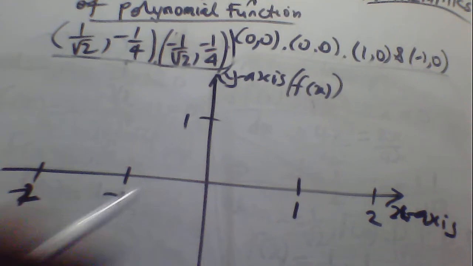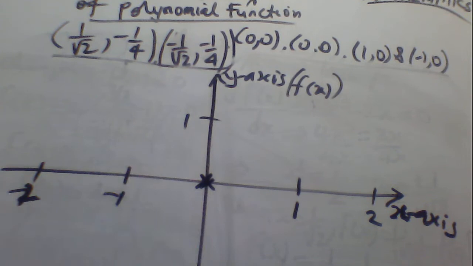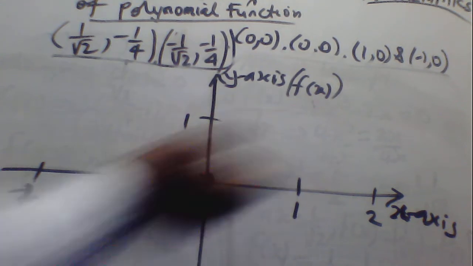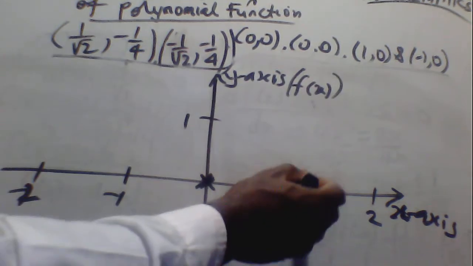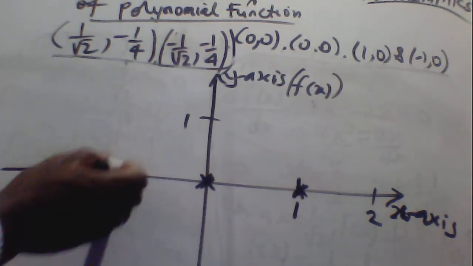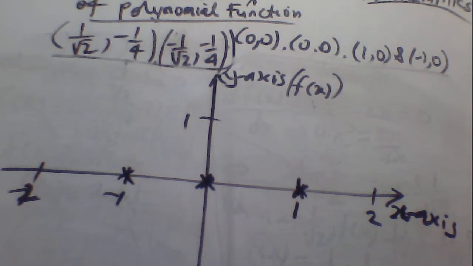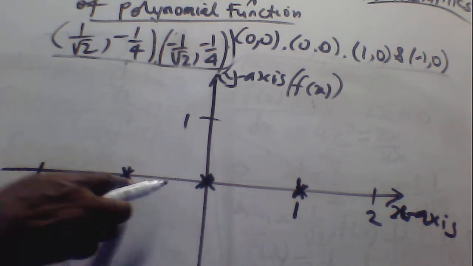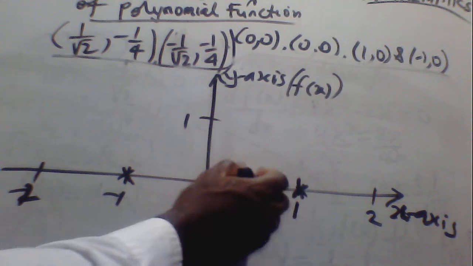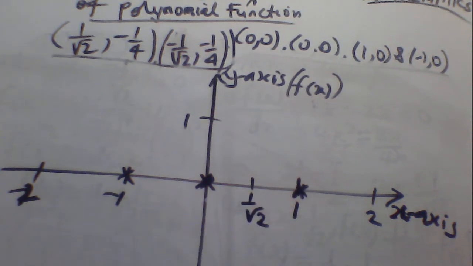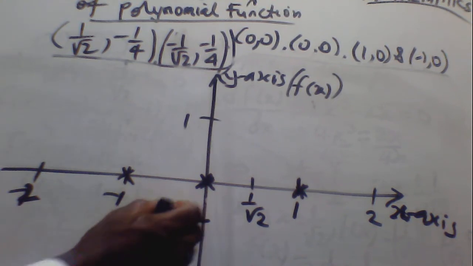So from here, when x is 0, y is 0 at this point. When x is 1, y is 0 at this point, and when x is minus 1, y is what? 0. So we have already gotten the points. The next thing is to look at the turning points. The first one is here, 1 over root 2. I hope you are seeing it. At that point, y is 1 over 4.